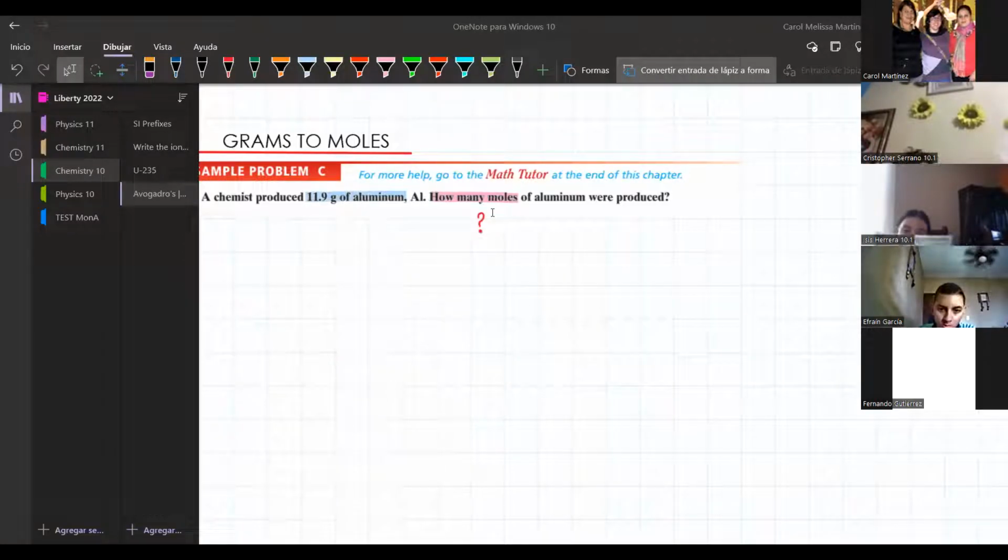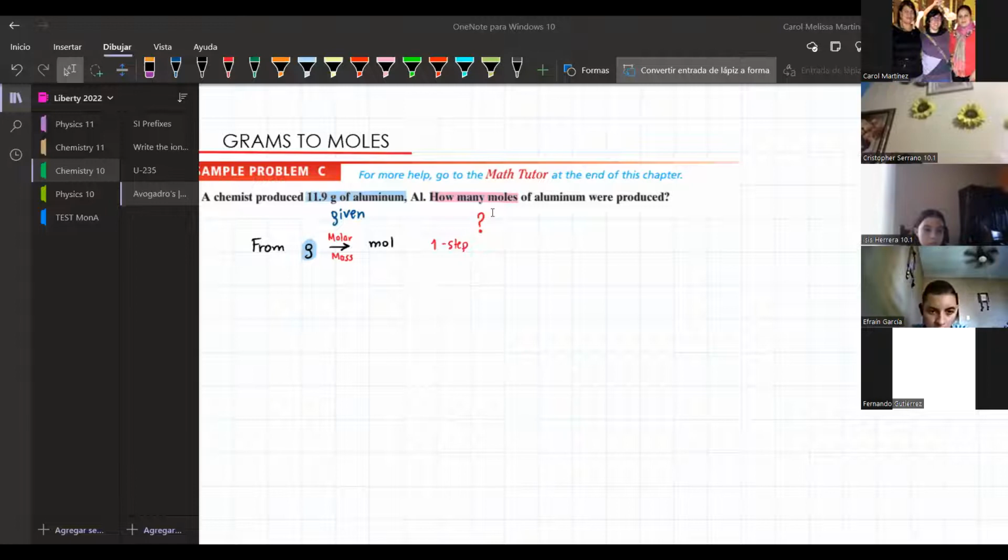You have your 11.9 grams of aluminum. That's going to be the given in the problem. So the conversion that you have to do is from grams to mole. Whenever you see grams are involved, you need to use molar mass as a conversion factor. So this is a procedure that you can do in only one step. Now, what is the molar mass that we have to use? From what element?